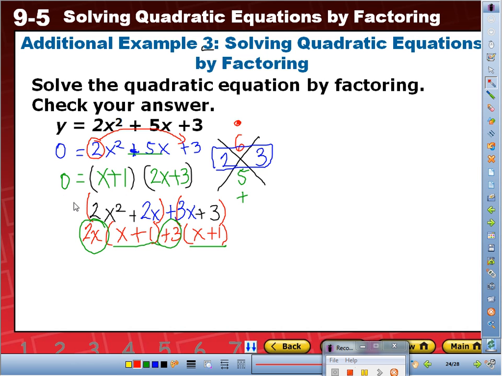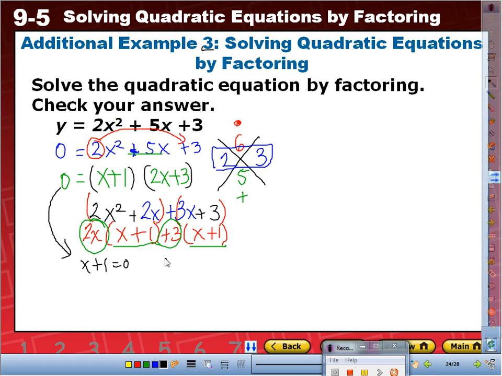So now that we're here, we have our factors. What do we do from there? What is the property? ZPP, zero product property. That means we need to set each factor equal to 0. So now I'm going to continue down here. X plus 1 equal to 0. 2x plus 3 equal to 0. From there, let's solve. Minus 1, x equals negative 1.